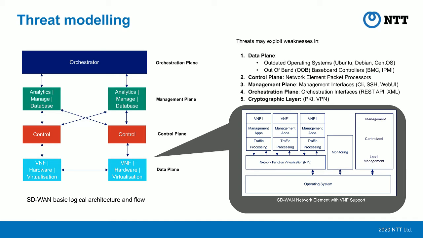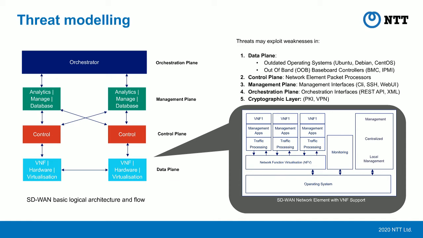So as well as the reference architecture components, we've illustrated here a basic SD-WAN logical architecture and the flows between the orchestration plane, the management, control, and data planes. Given the complexity of the SD-WAN reference and logical architecture, it's easy for a security professional at least to see that there's the potential for vulnerabilities to exist in all levels of this architecture that can be exploited.